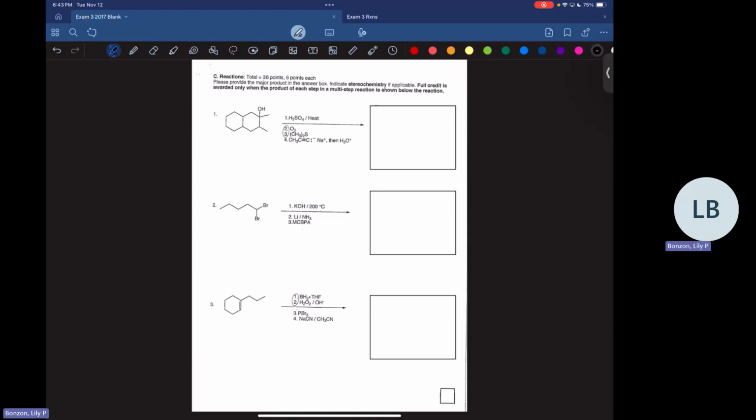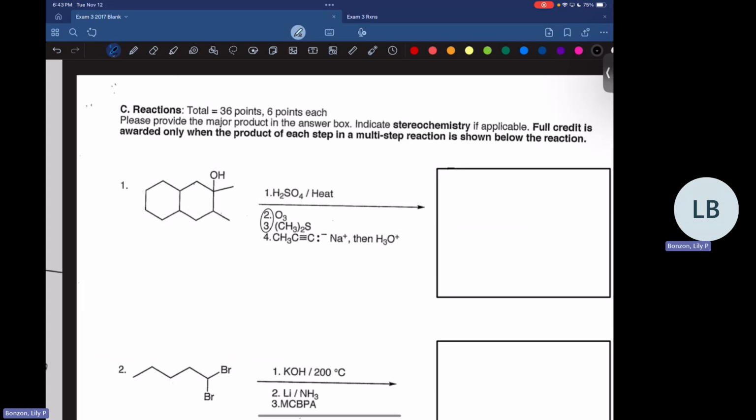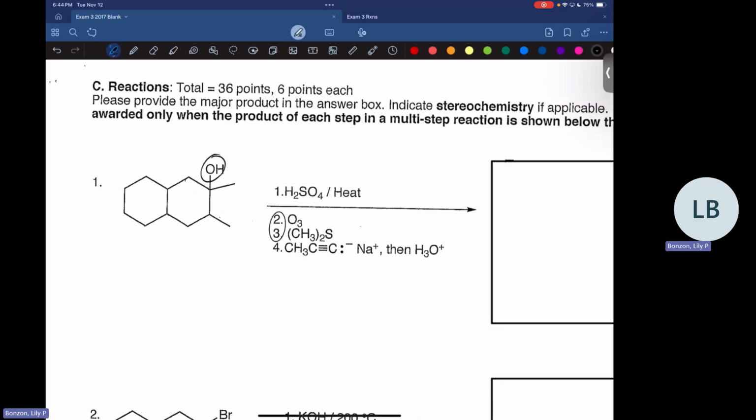But anyways, for this first reaction, we have an alcohol and we have H2SO4 and heat. You could also see it as H2SO4 and 180C. So this is going to be the alcohol dehydration. We're going to remove the OH and an H and form a double bond. And this one is not Markovnikov, this one's going to be Zaitsev's rule. So we're going to form the more stable double bond.